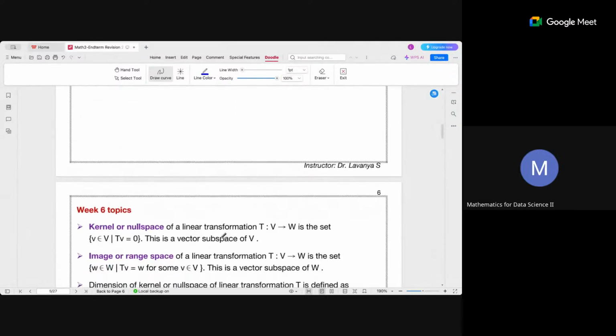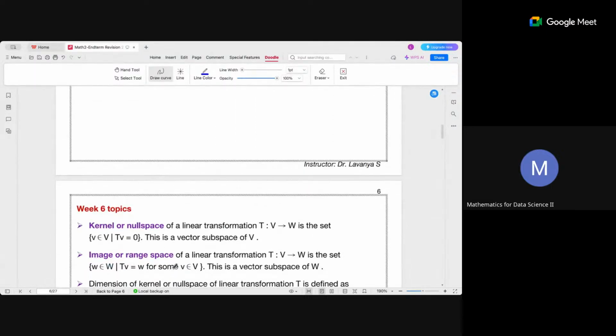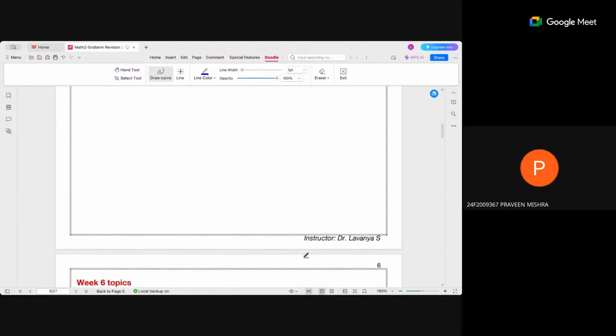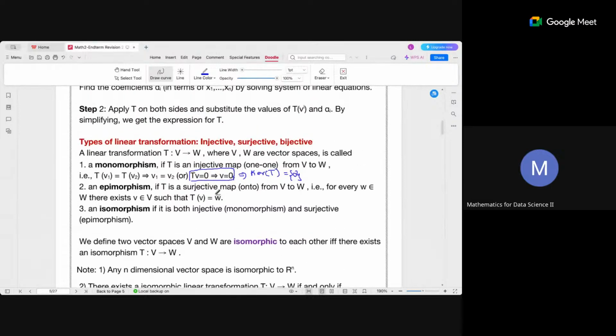It means what? Your image is the entire W, the entire codomain. So this means that the image of T, or sometimes you call it the range of T, both are the same, is nothing but your codomain W.